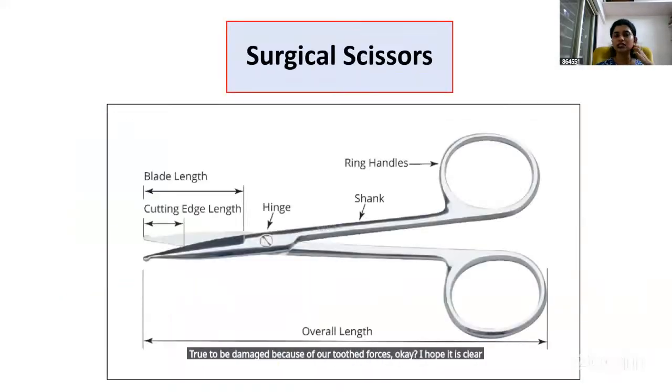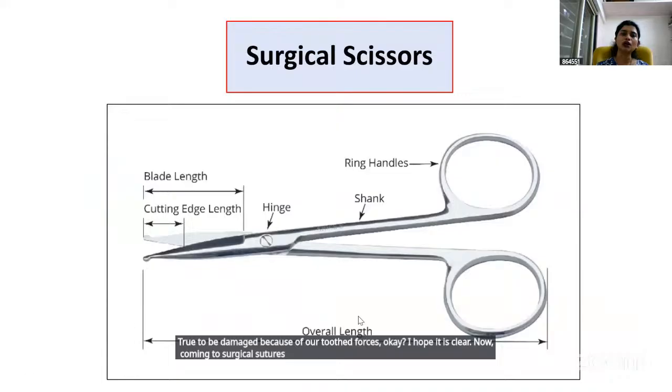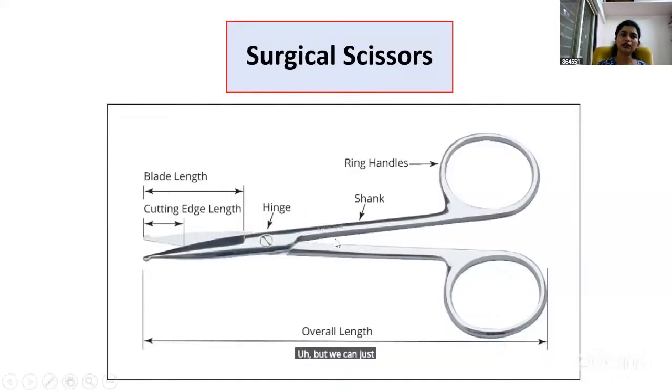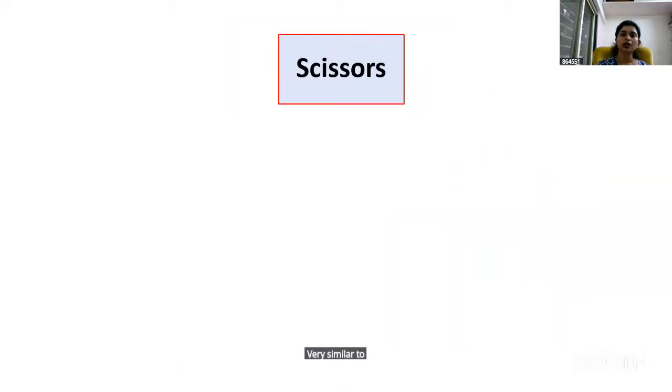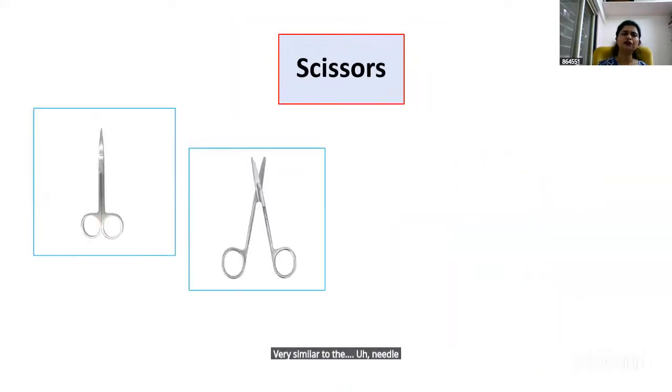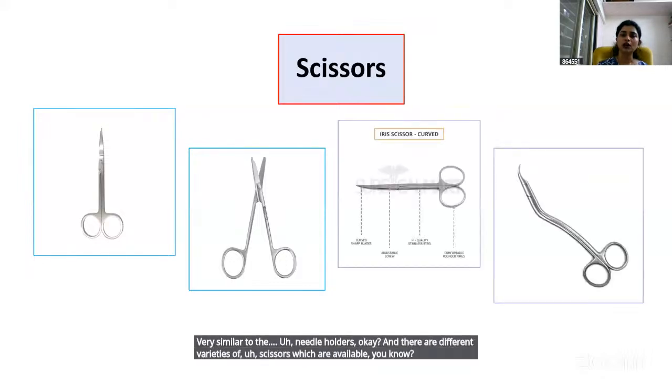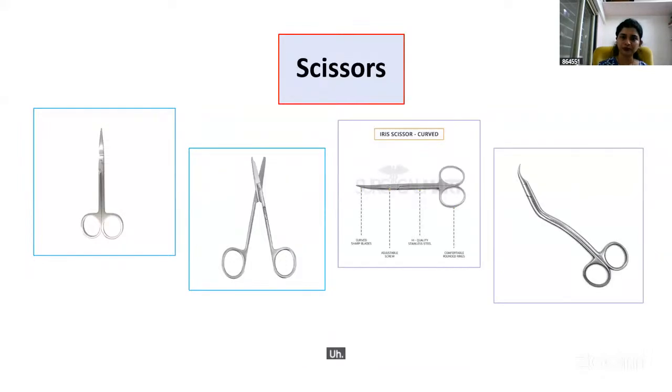Now, coming to surgical scissors, I can't go into the depths of it. It is not under the purview of this particular seminar. But you can see the different parts: you have the cutting edge, then a hinge, then a shank, and ring handles, very similar to the needle holders. Okay, and there are different varieties of scissors available, addressing different needs.